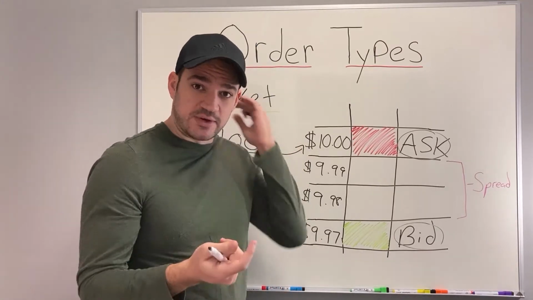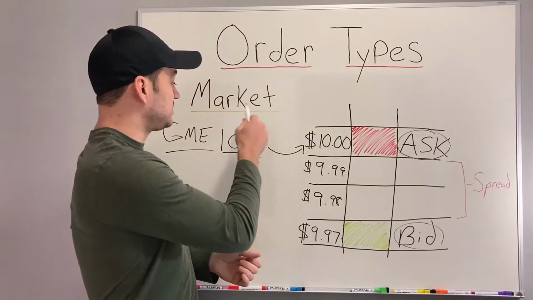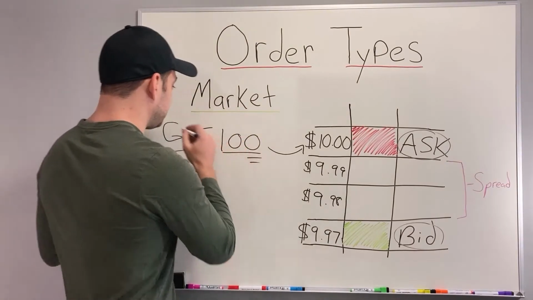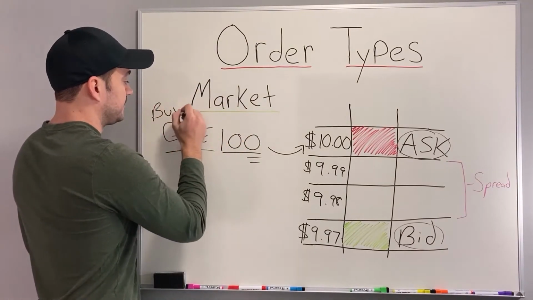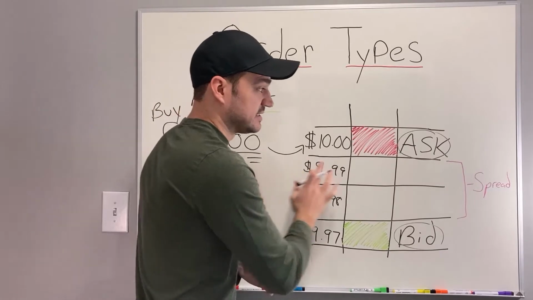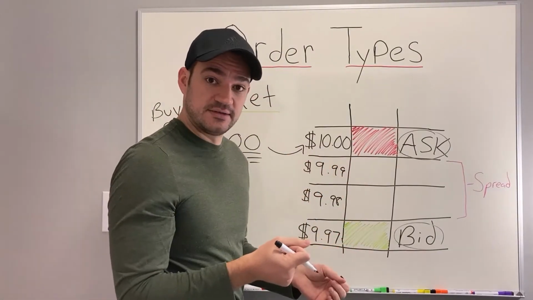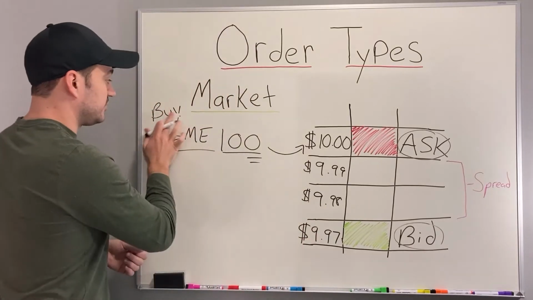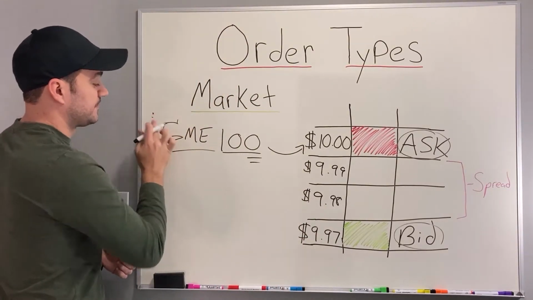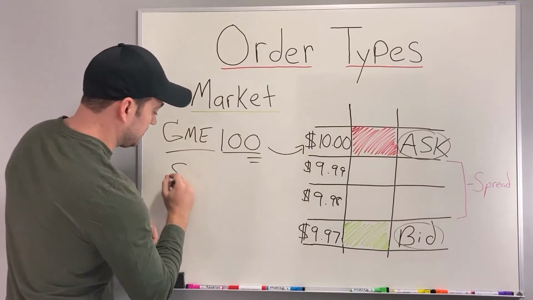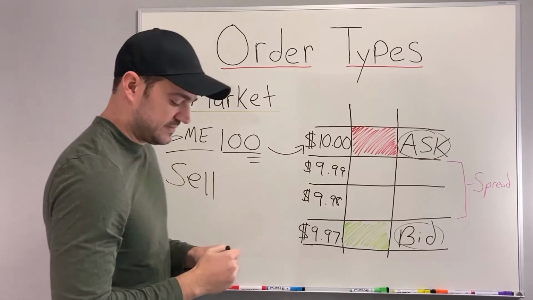Now, why do I say that? Because right now I'm focusing on buying. So this is a buy order. That's buying 100 shares. It's going to tell it to buy at $10 immediately. So now we're going to focus on a sell market order. We're just going to say sell. Now here's where the issue is.